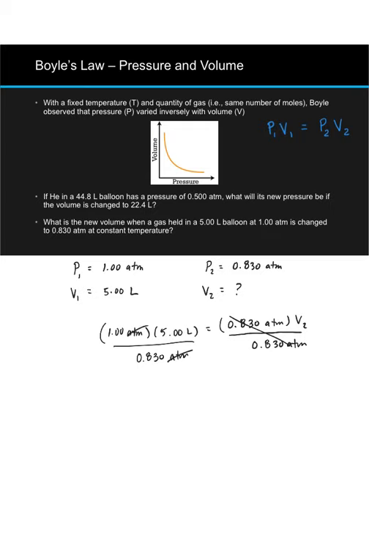Our units of atmospheres cancel out. And we should come up with a new volume of 6.02 liters. This volume is larger than the original volume of 5 liters that the gas in this balloon occupied. Just like we'd anticipated, our volume has increased as our pressure decreased.